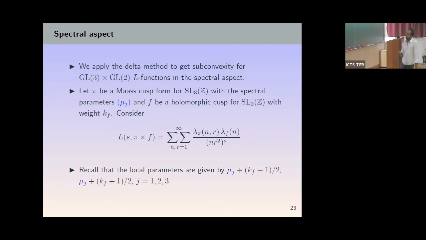There are two situations. The first situation is when you fix Kf. So they are like constants, you can forget that. Then in this case, only the GL3 form varies, and that is called the GL3 spectral aspect subconvexity. And if you fix the GL3 form and vary only GL2 forms, then we call it GL2 spectral aspect subconvexity.